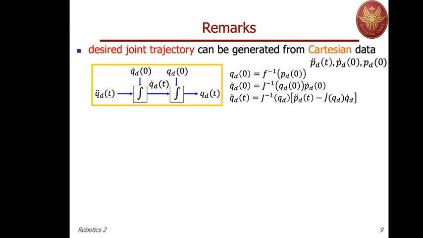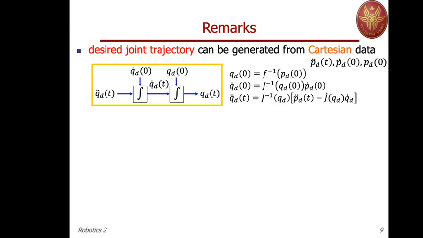Now, you may wonder why we are labeling this as a joint level controller if we could start from Cartesian data. The reason is, as I explained in my global table in the introductory lecture to the control problem for robots, we classify those methods based on where the error is being generated. So even if you're starting with a Cartesian trajectory, if you're generating the trajectory in the joint space, and if you're now building the error with respect to this joint space trajectory, then your controller should be classified under joint space controller.